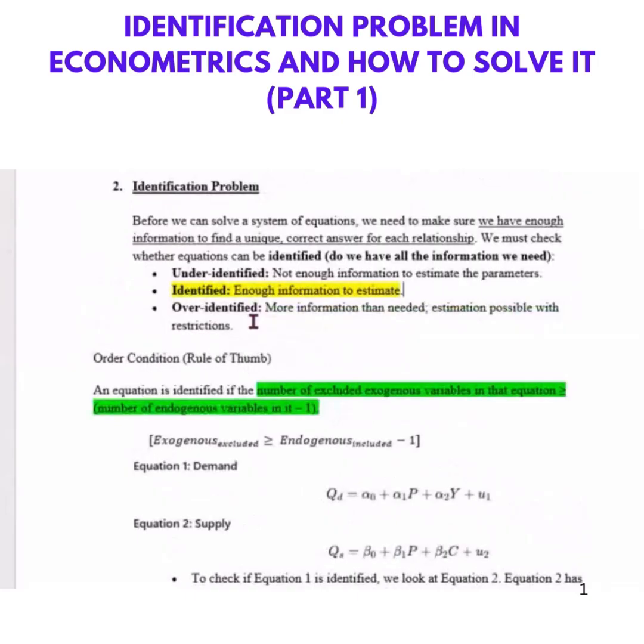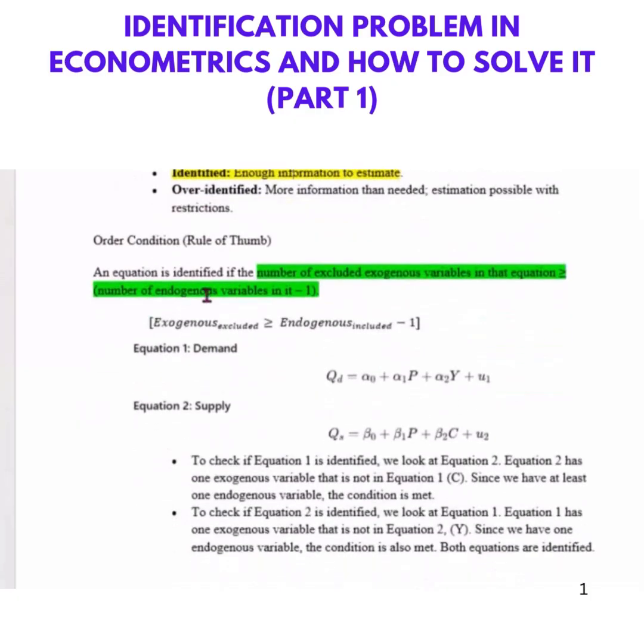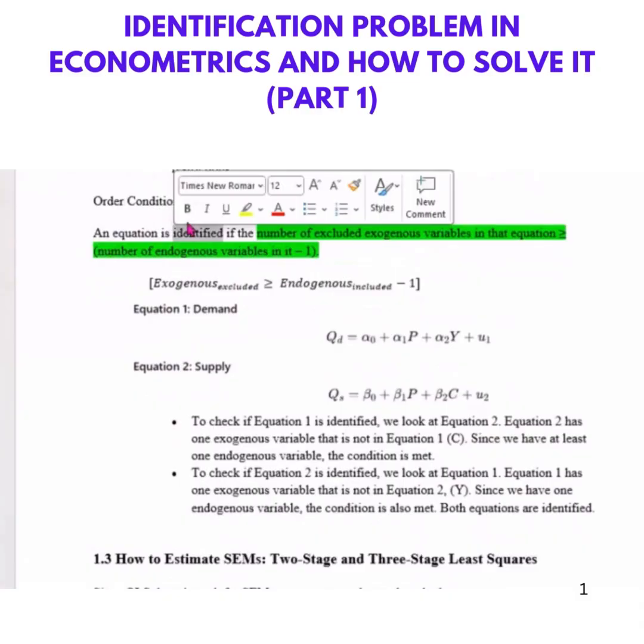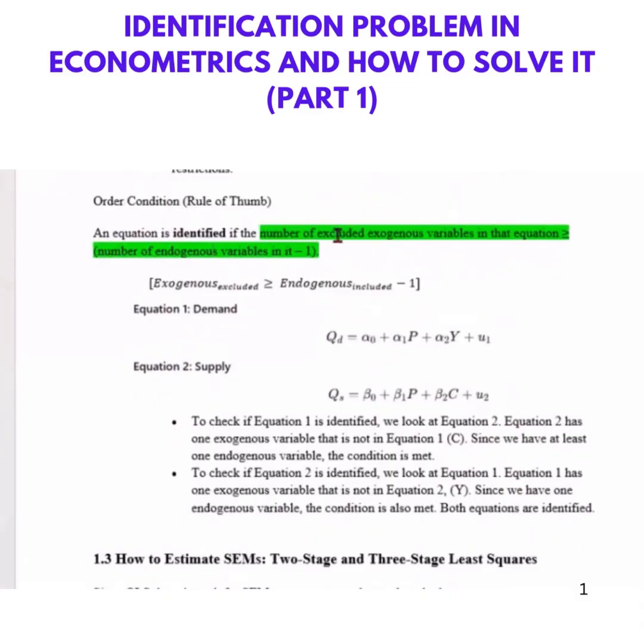So now, how do we know that we have enough information? How do we know that we have equations which are identified? So we use a rule of thumb, and we say an equation is considered identified if the number of excluded exogenous variables in that equation is greater than or equal to the number of endogenous variables in it minus 1. So that is the rule of thumb. It's very simple, and I tried to simplify it so that you can understand: exogenous variables excluded should be greater than or equal to endogenous variables included minus 1.